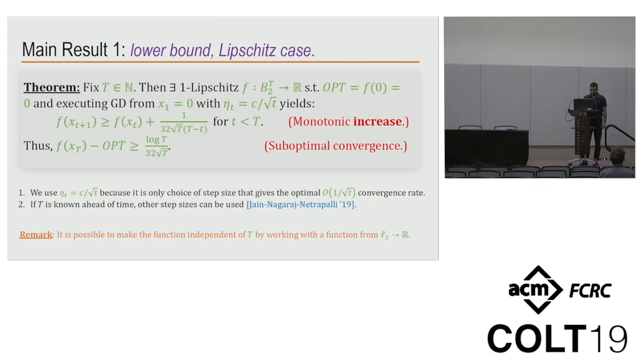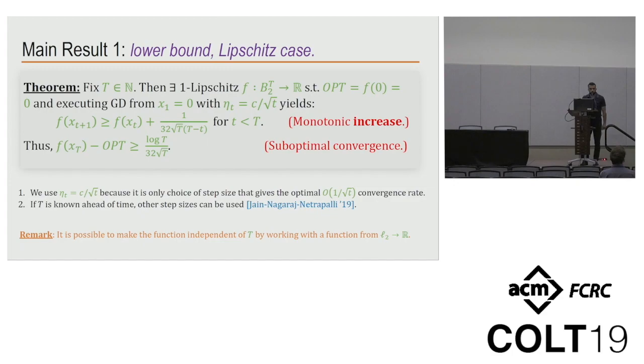Now let me make a couple of quick remarks about the statement of this theorem. Firstly, we use the step size eta_i as 1 over square root i, and this choice is natural because, as I mentioned earlier, it is the only choice of step size in the uniform averaging scheme that gets the optimal 1 over square root t rate.